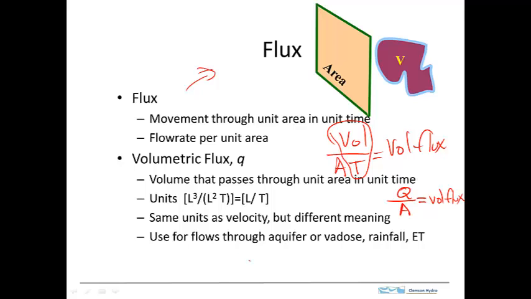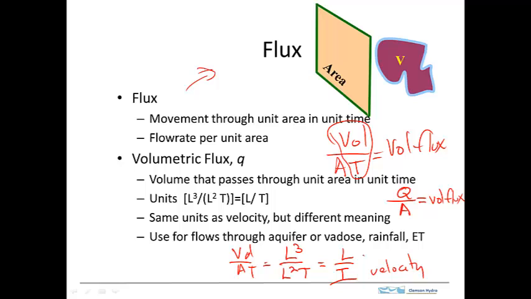Okay, so let's see. We've got volume per area per time. That'll have units of length cubed as a volume per area, length squared per time. So that has units of a length per time. This is the same unit as a velocity, but we recognize that this has a different meaning than velocity, even though it has the same units.